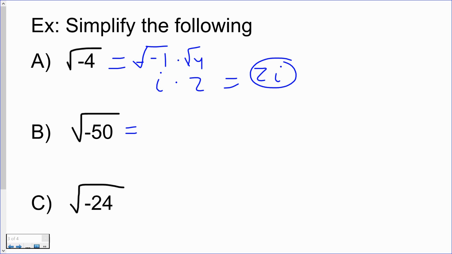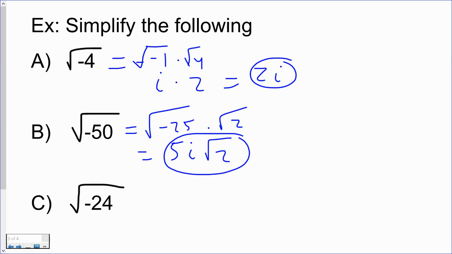Negative 50 is not going to work. So what I'm going to do here is I need to write two things out. We know that this is the same thing as negative 25 times negative 2. This would give me 5i. So that negative, just like we did up here, that negative 1, which is there, that's the i, and the square root of 25 is 5. And then this is just simply radical 2. So we can simplify it that way.